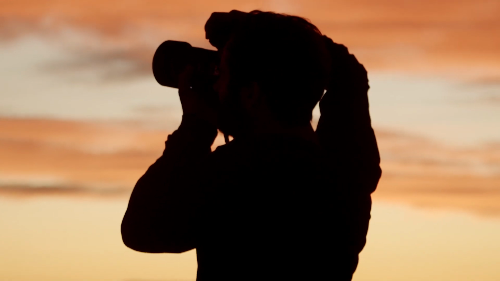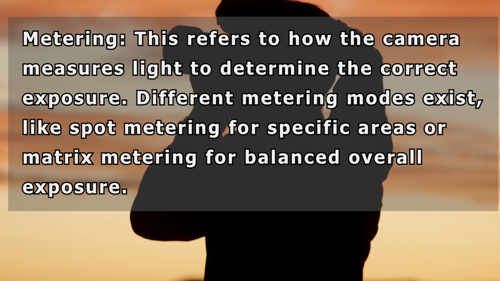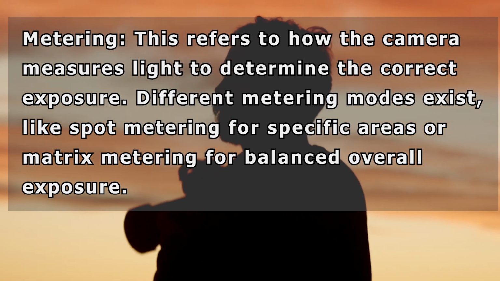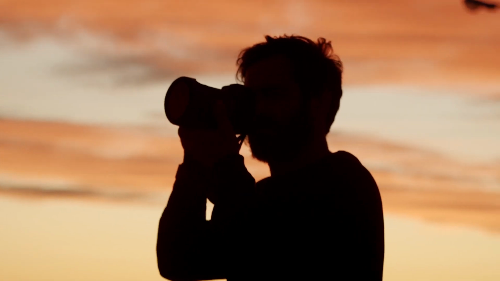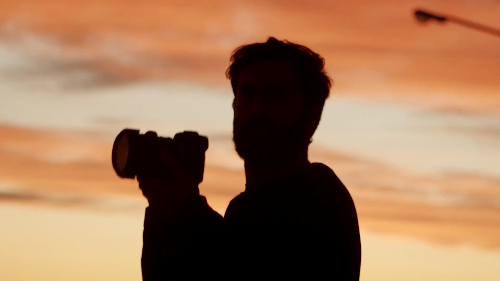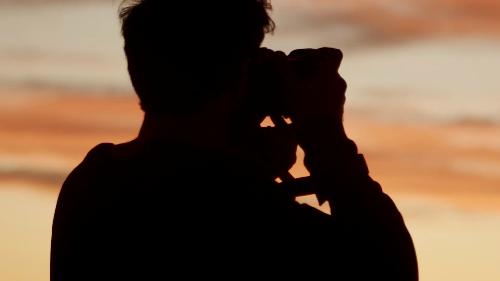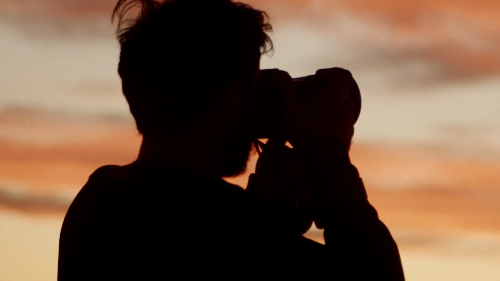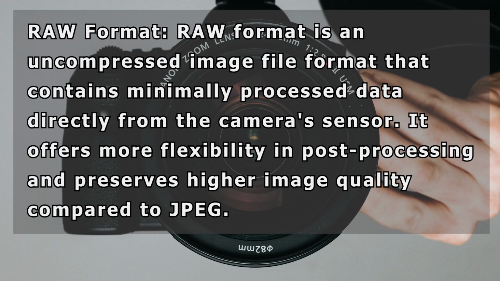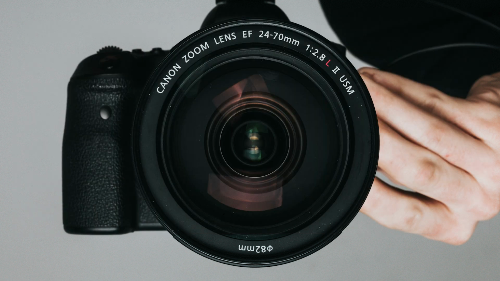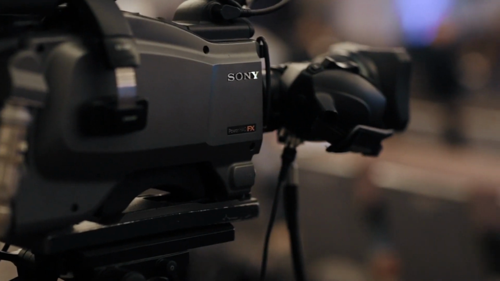10. Metering. This refers to how the camera measures light to determine the correct exposure. Different metering modes exist, like spot metering for specific areas or matrix metering for balanced overall exposure. 11. RAW format. RAW format is an uncompressed image file format that contains minimally processed data directly from the camera's sensor. It offers more flexibility in post-processing and preserves higher image quality compared to JPEG.